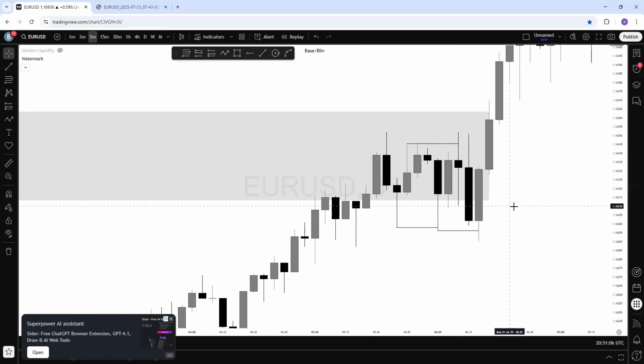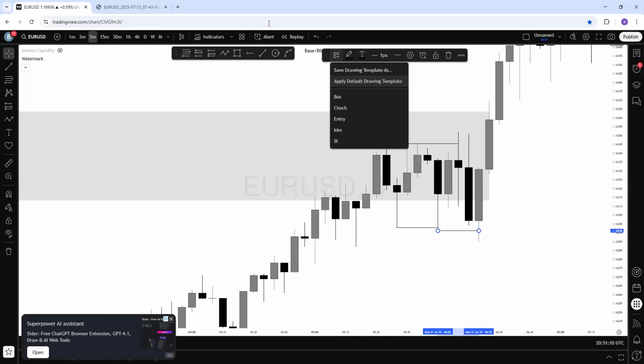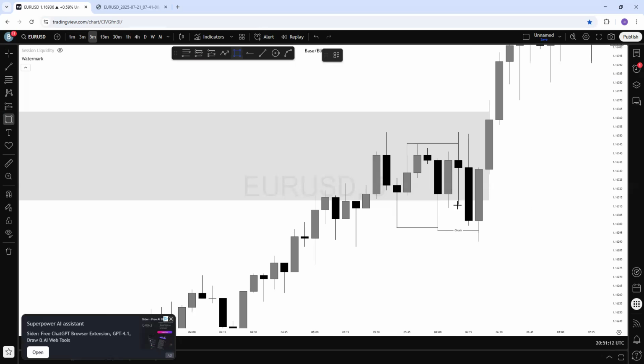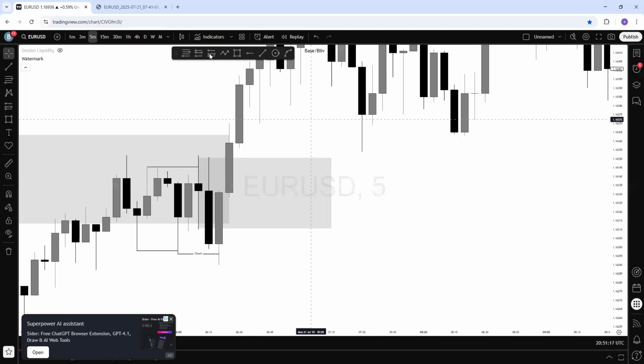What do you think happened? A lot of people will say this is change of character, and they will mark this point out as their POI for sell. Isn't it? And then what did you observe? They are trying to sell from here. But that didn't happen. Market took them out with volume.